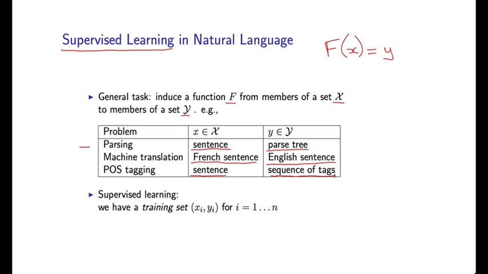In supervised learning problems, we have assumed that we have some training set which consists of xi, yi pairs for i equals 1 to n. For example, we would have n examples consisting of a sentence and a parse tree. Or we might have n translation examples, where each example consists of a French sentence paired with an English sentence. Or in the tagging case, n examples where each example consists of a sentence paired with a sequence of tags. And we're going to somehow learn this mapping F from this training set. So we have some algorithm that takes this training set as input and produces some function, capital F, as the output.